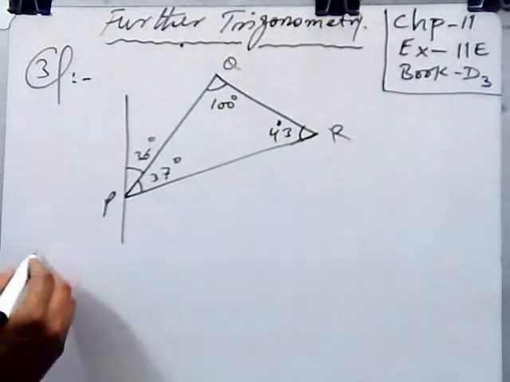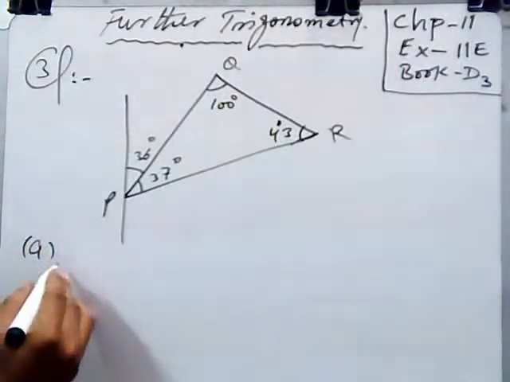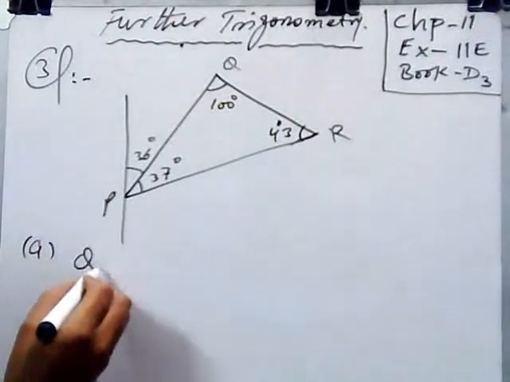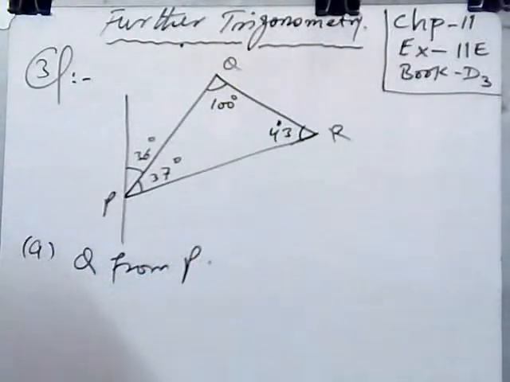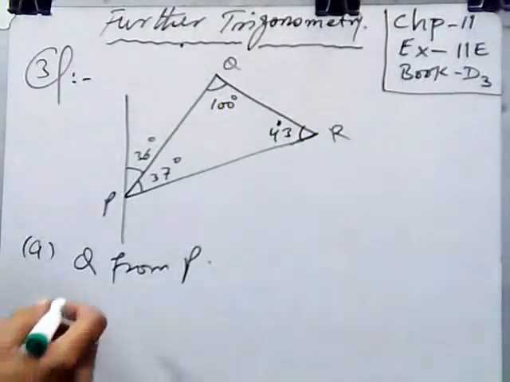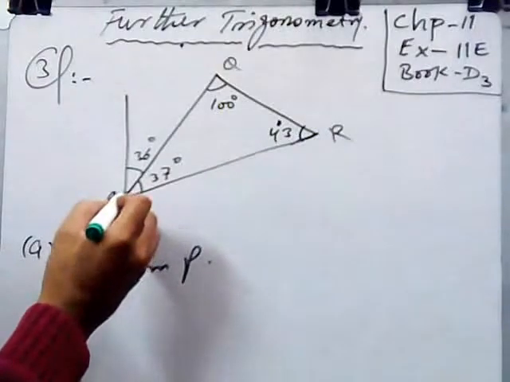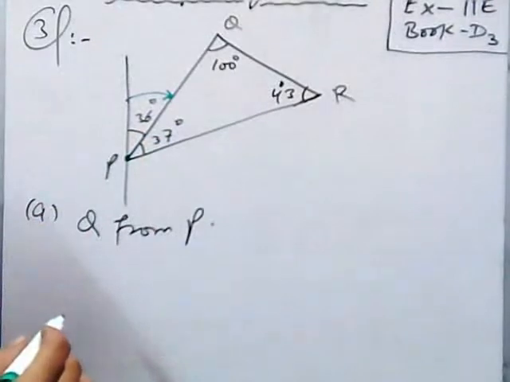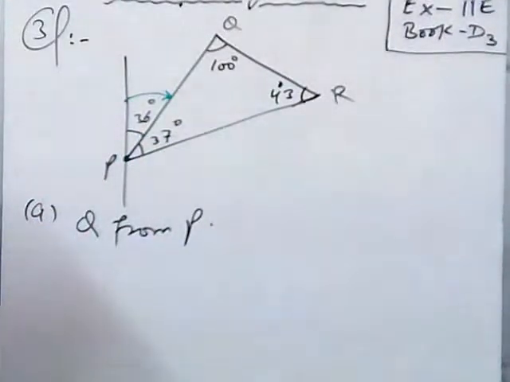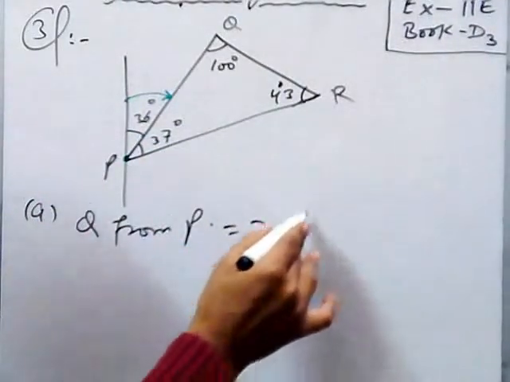First, in part A, you have been asked for Q from P. So you have to start from P to Q. You take the reference point as P and go up to this. So that is your 36, very simple, no problem. That is your 36 degree.